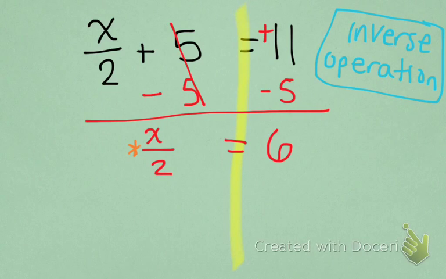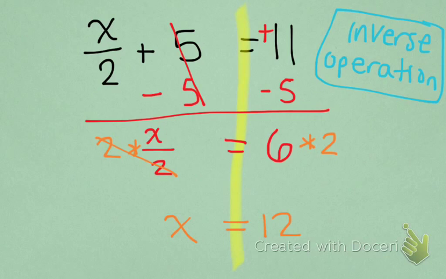So we're going to multiply the left side by 2, and what we do to the left side of the equation, we have to do to the right side of the equation. The whole point of inverse operation is that it cancels out. I'm left with x equals 6 times 2, 12.